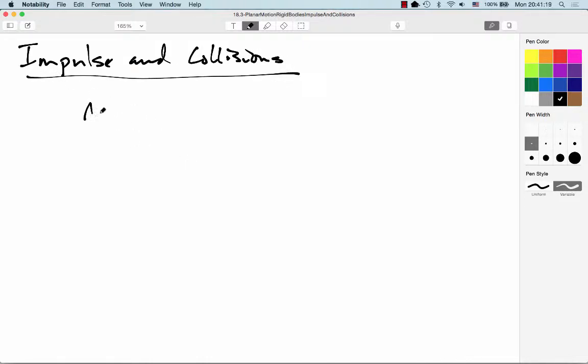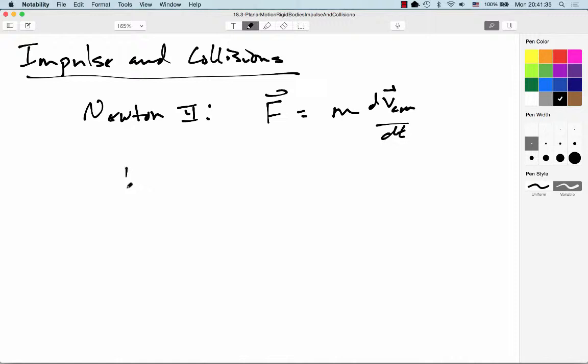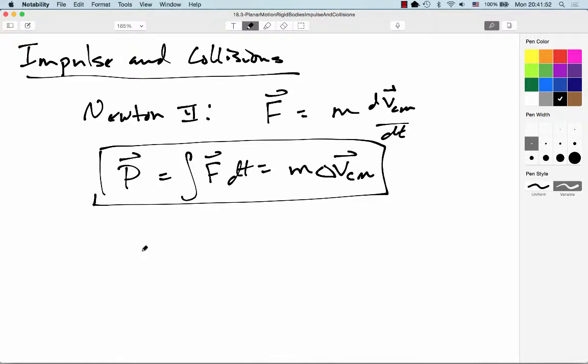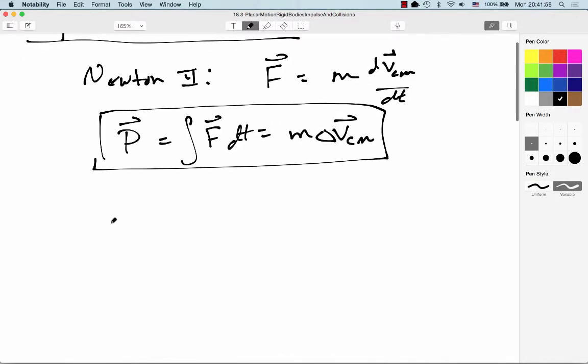Okay, so we'll go ahead and start with Newton's second law. We'll say that F equals m times dv_cm/dt. Alright, so if we go ahead and integrate that, the impulse P is going to be equal to the integral of F dt, right? It'll be equal to m times delta v_cm. So we just went ahead and recovered the impulse momentum theorem for the linear part, but we can also go take a look at the rotational part here.